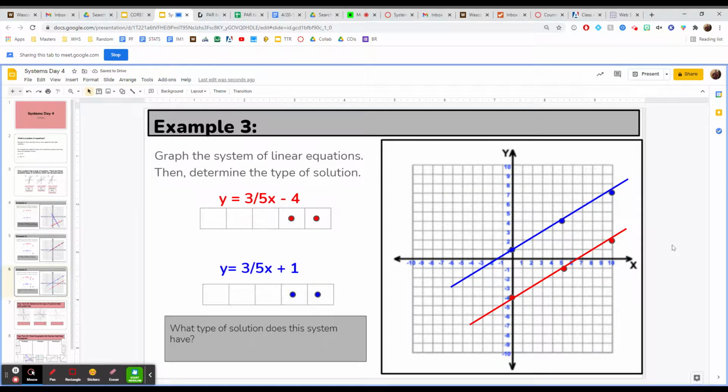And if you notice, on this one, the two lines are never going to touch because they're moving at the same rate, at the same slope. They have the same slope, so even if we keep on going, they are never going to intersect. So if the lines never cross each other, that means that there is no solution. That's what we're going to put, no solution. And that's it.